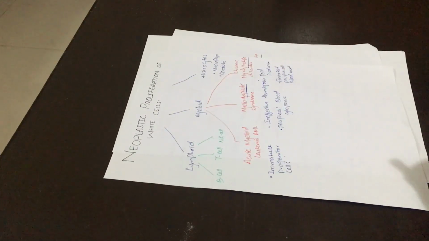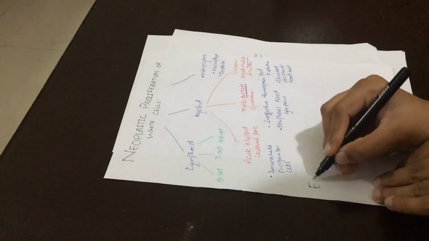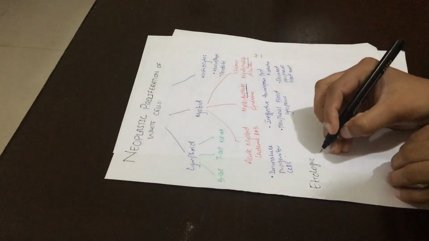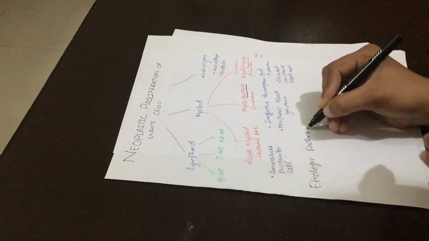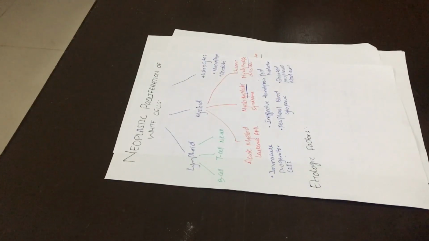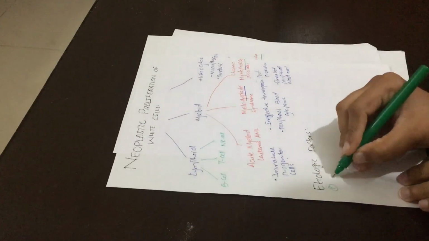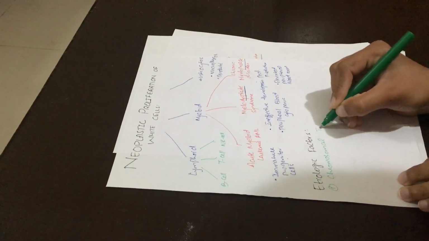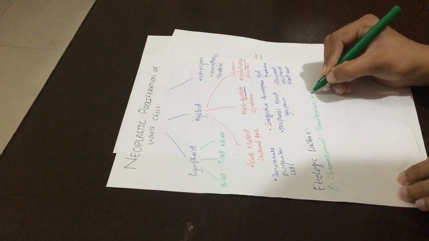Next we discuss the etiologic factors of these WBC neoplasms. What are the etiologic factors? That is, what are the underlying causes or the mechanisms of these neoplasms? There are mainly six factors. We will discuss them one by one. The first is chromosomal translocation or other acquired mutations.